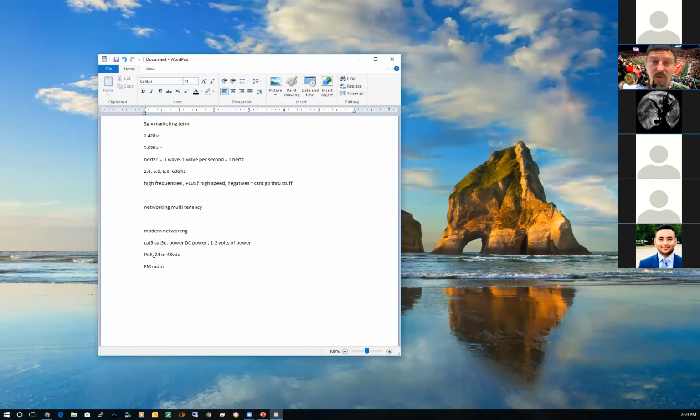So PoE, power over Ethernet. It's difficult sometimes to get multiple wires. How many of you, by the way, have camera systems in your homes that you know of? Or have some remote monitoring devices that are wireless, or they're networking devices?